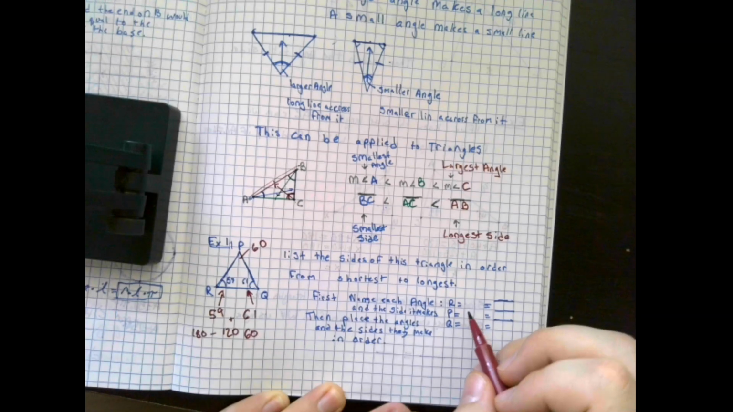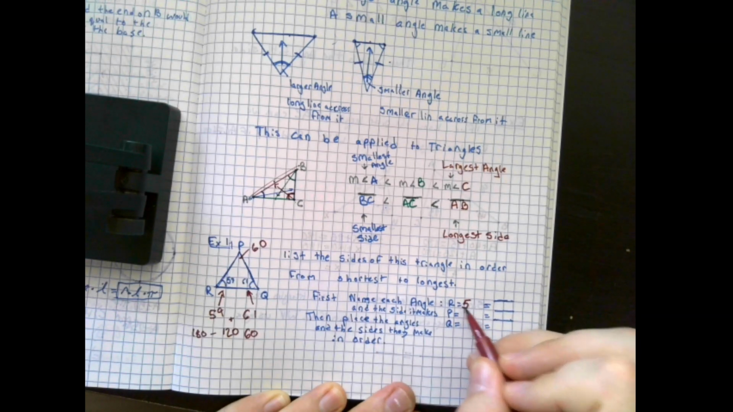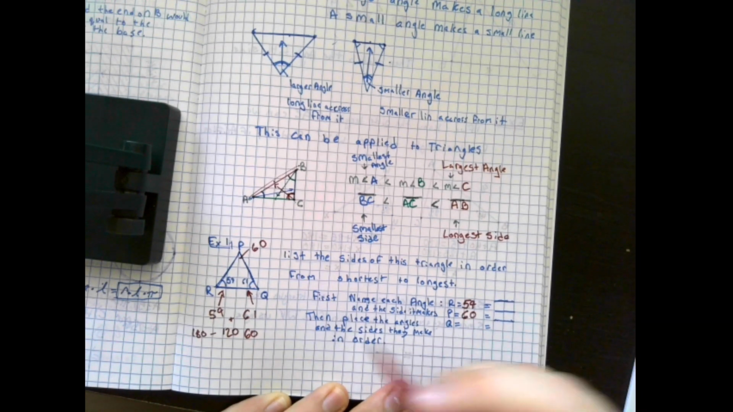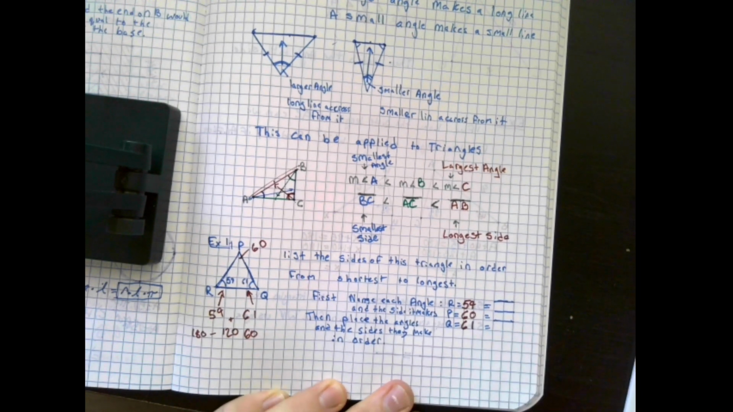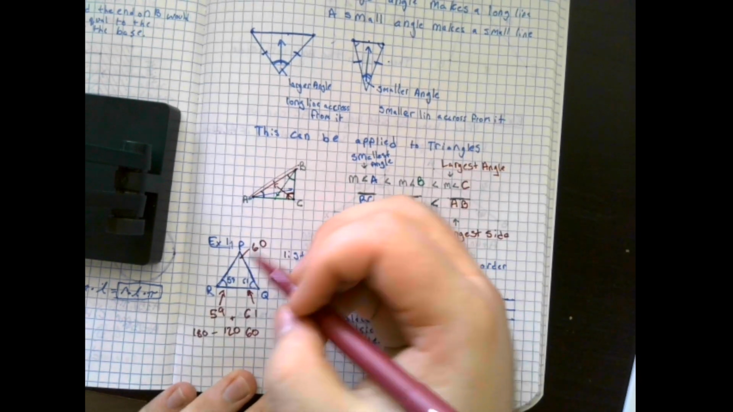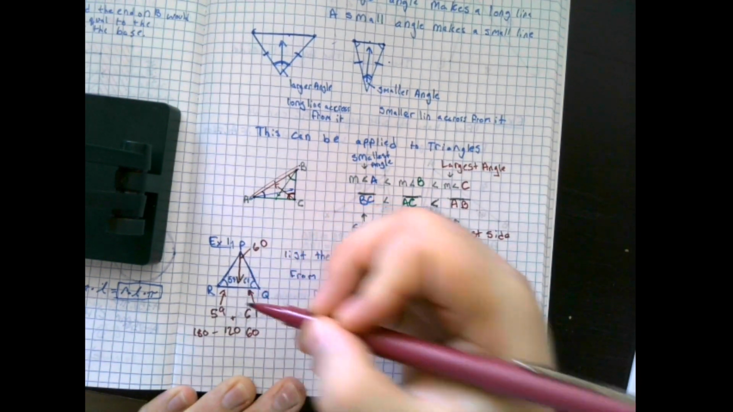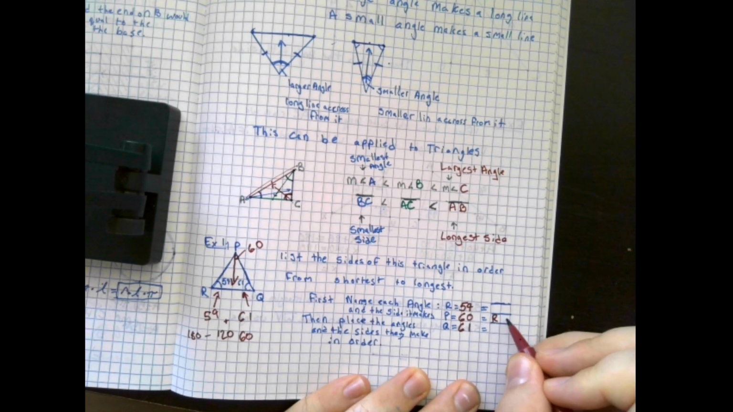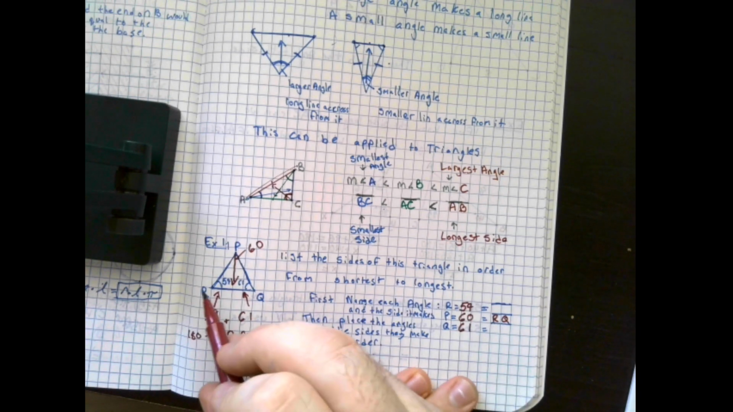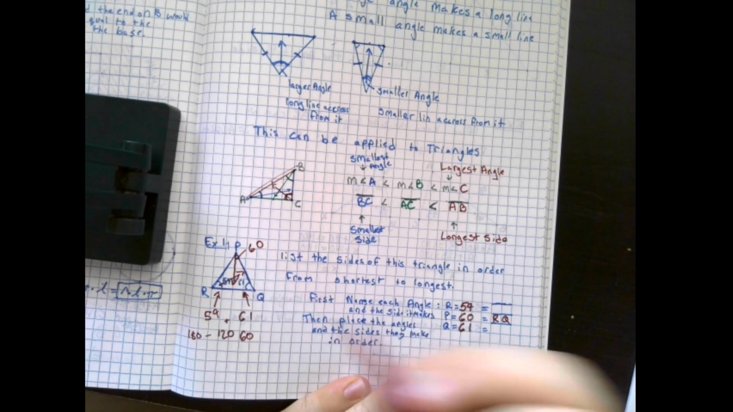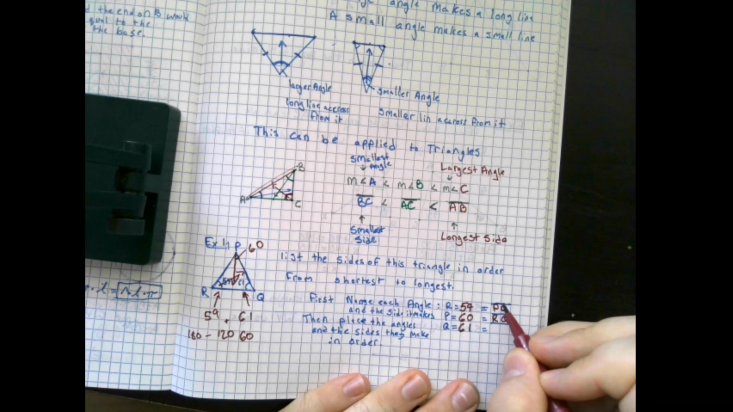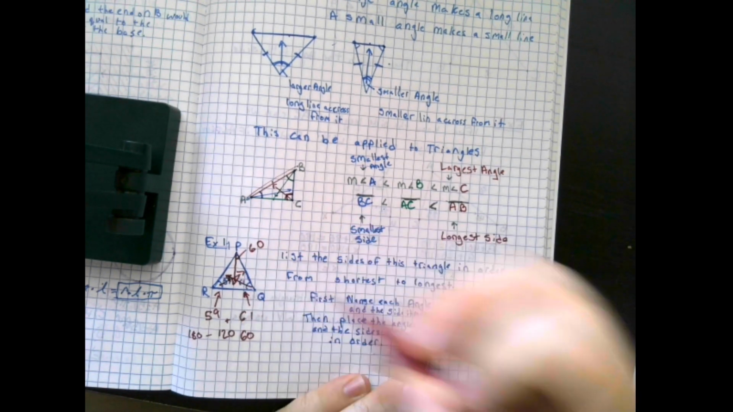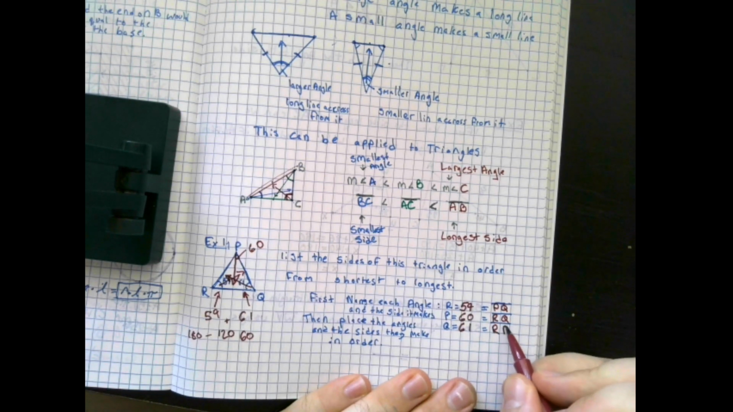Now, in order to list these sides in order from shortest to longest, we first need to know the angles. So we have R is 59, P is 60, and Q is 61. Now, P is across from line RQ. R is across from line PQ. And Q is across from line RP.